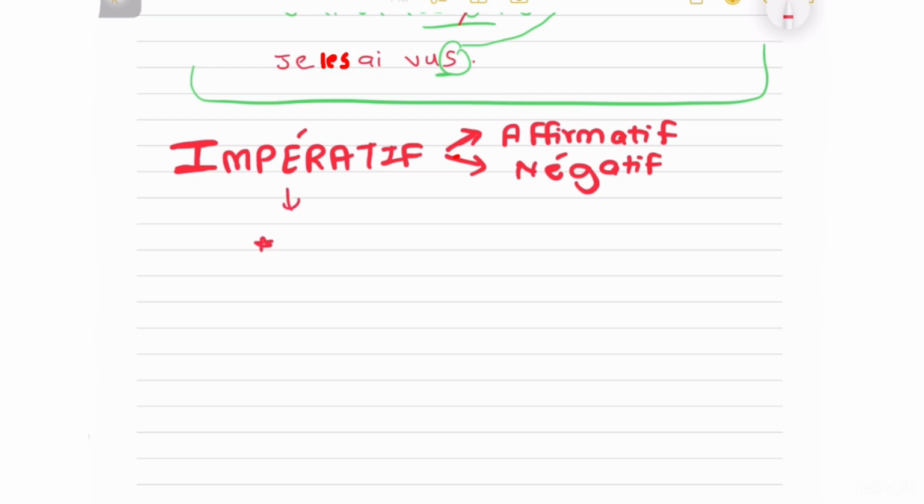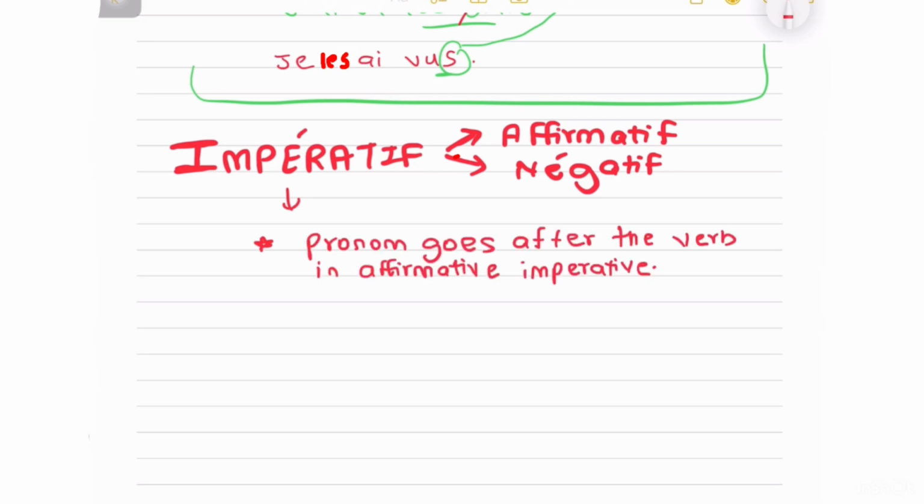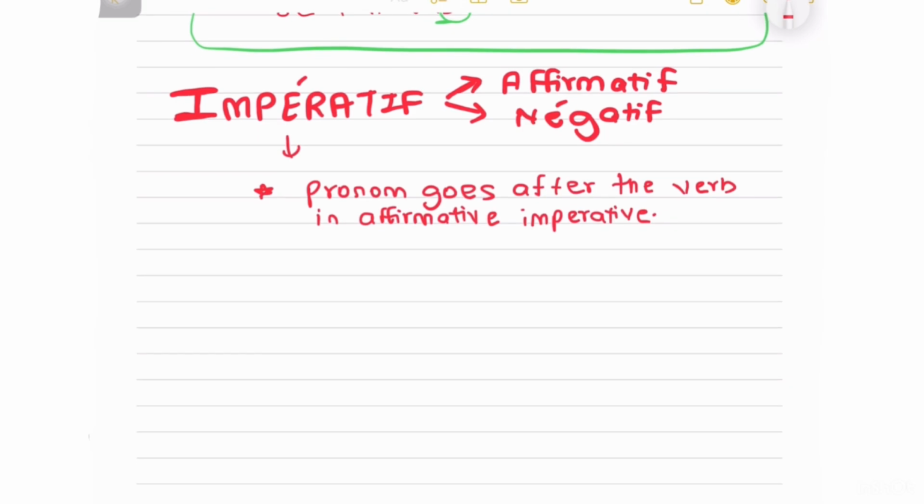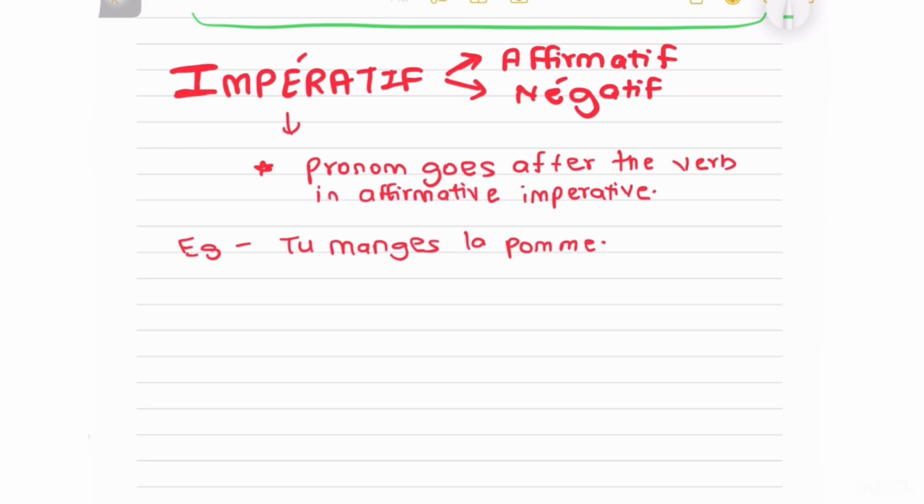Okay, so here there's a little change. So far what I've told you is that we put the pronoun before the verb, and only in imperative we're gonna put the pronoun after the verb. This is only for affirmative imperative, that is positive sentences, without the ne pas. So I have tu manges la pomme. Now I'm supposed to make this into imperative and apply COD. In order to do COD with imperative, the topic of imperative in general should be clear to you. Only then you'll be able to understand what we're doing here.